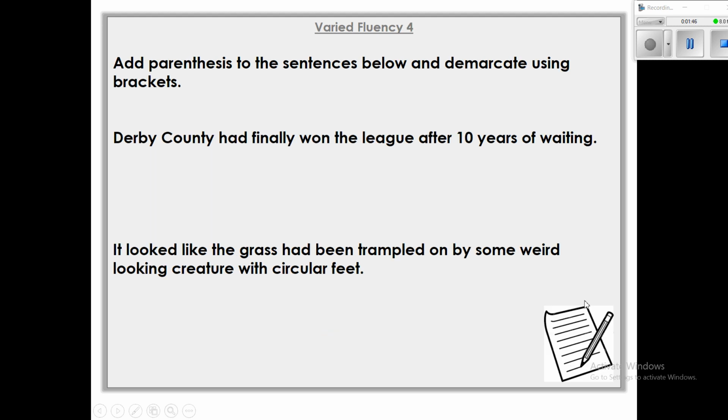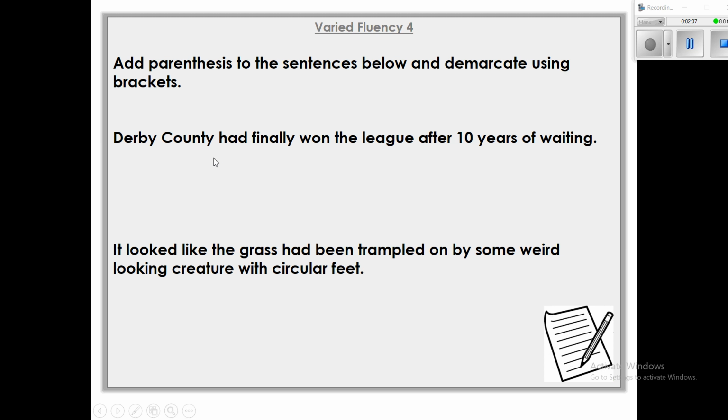Next, I want you to do some writing for this one for me. Add parentheses to the sentences below and demarcate using brackets. So you're going to add brackets into these 2 sentences and write in your own extra information. First sentence here: Derby County had finally won the league after 10 years of waiting. Wow, I tell you what, I've been waiting for a long 10 years now, and I am very excited for Derby County to win the league.